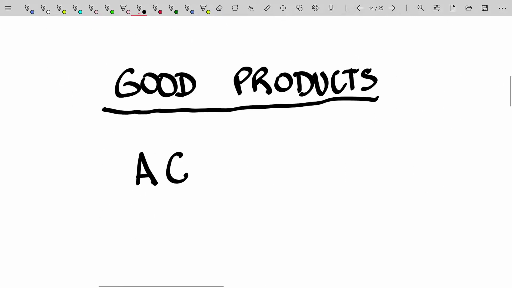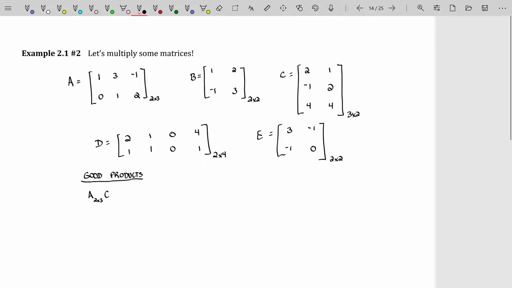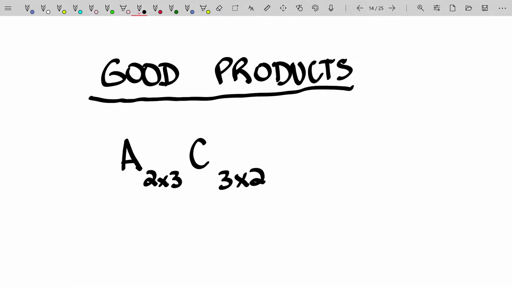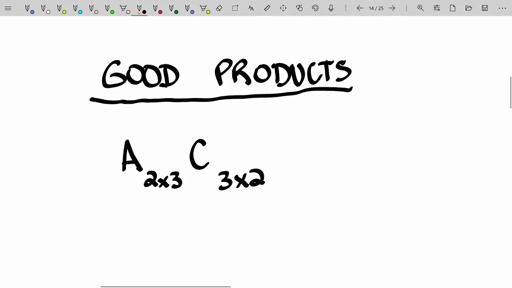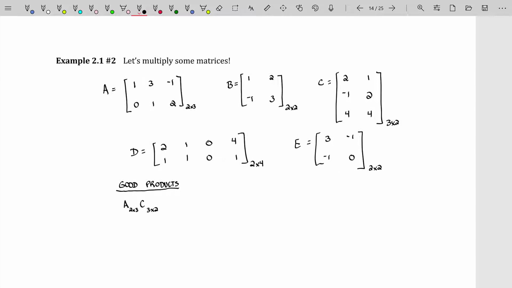In fact, let me go ahead and write that A is a 2 by 3, C is a 3 by 2. The inner sizes match. So therefore that product is actually going to be a 2 by 2 matrix. I haven't multiplied them yet, but let's go ahead and look at other ones. Let's look at what B can multiply. Well, B is a 2 by 2. It can actually multiply A. It could also multiply D. Finally, it can multiply E.